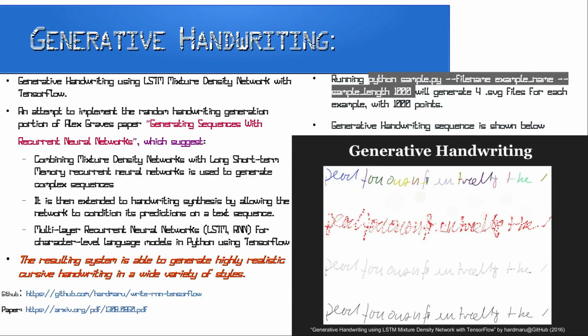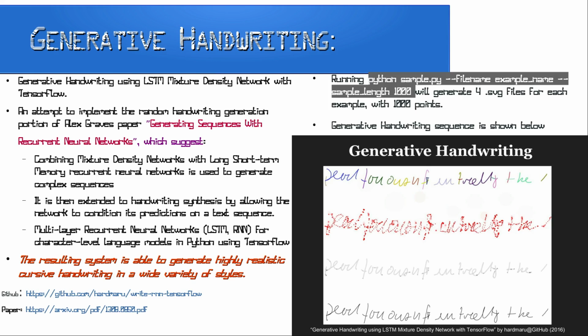Now moving to the last of the projects implemented using TensorFlow, that is, generative handwriting. The generative handwriting project uses a long short-term memory mixture density network with TensorFlow to generate cursive handwriting. The project was implemented to drive home the point that long short-term memory recurrent neural networks can be used to generate complex sequences with long-range structure simply by predicting one data point at a time.